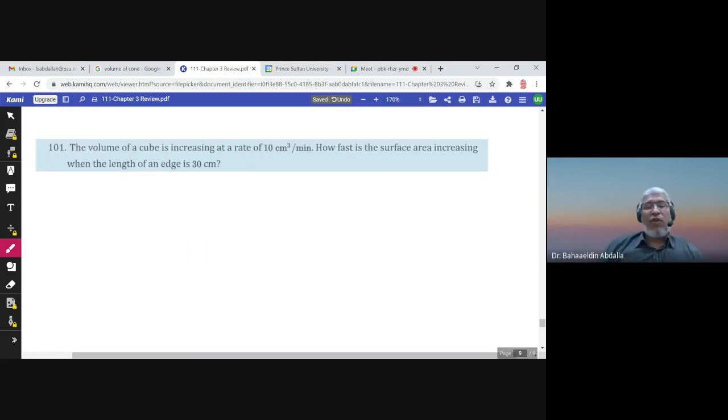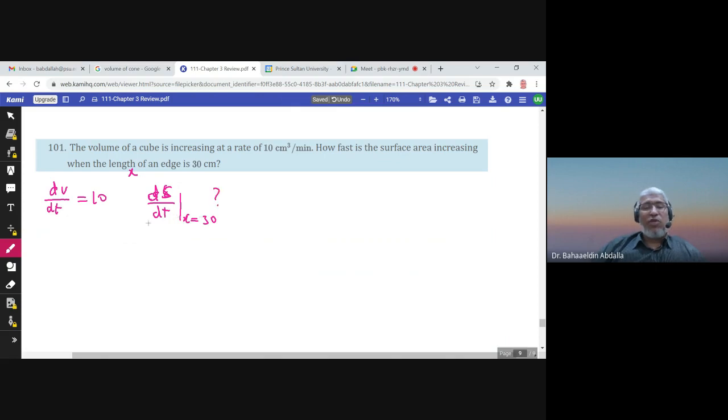The volume of a cube is increasing. Okay, let me call it V. So dV by dt is 10 centimeter cube per minute. How fast is the surface area increasing? So let me call the surface area S. So dS by dt is required when the length of an edge, let me call the length of the edge x, when x is 30.